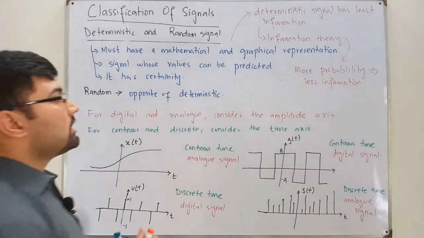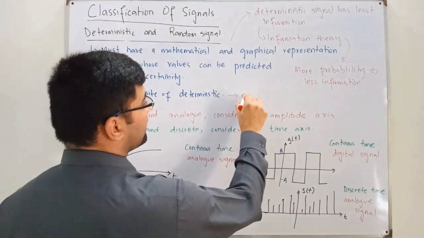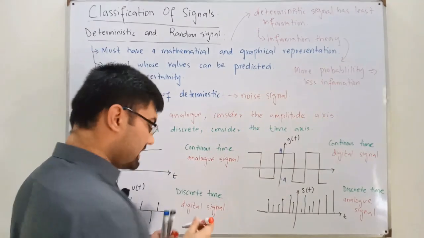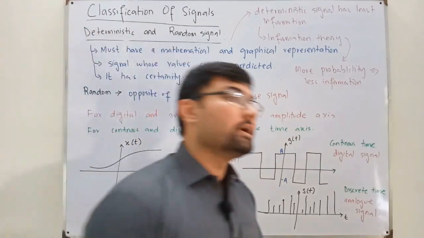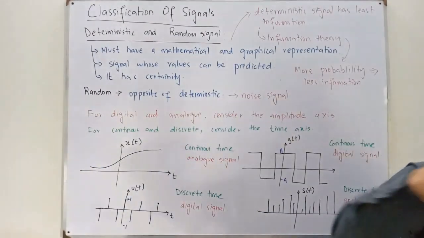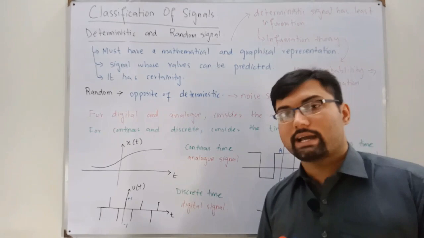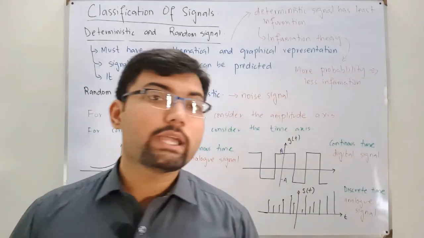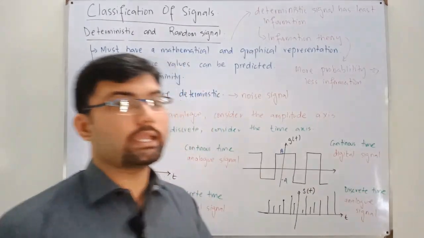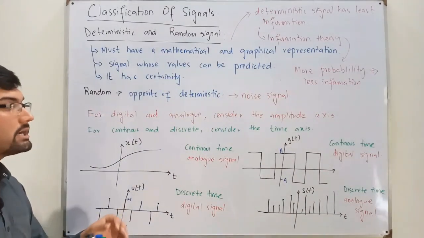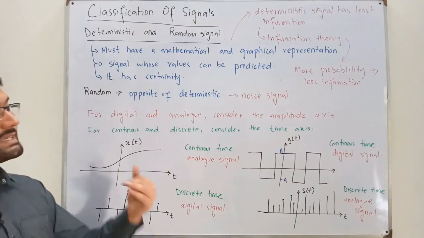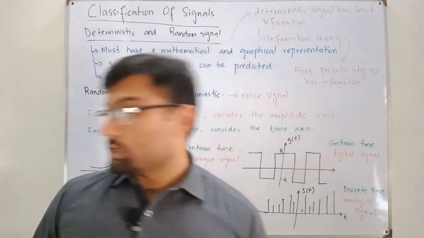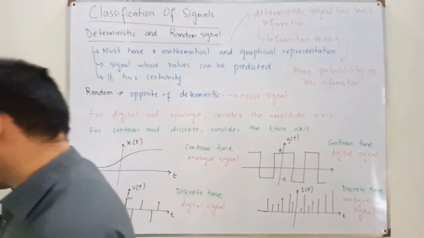Now the example of this random signal would be a noise signal. A noise signal is a random signal. Well, it is a signal. A random signal is a signal because it is changing with respect to an independent variable, but we cannot predict it, we cannot draw it mathematically, we cannot represent it graphically. That's why it's called a random signal. It's also called a probabilistic signal.